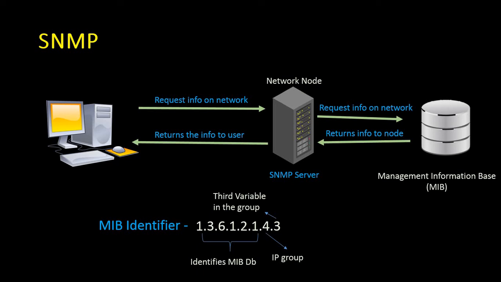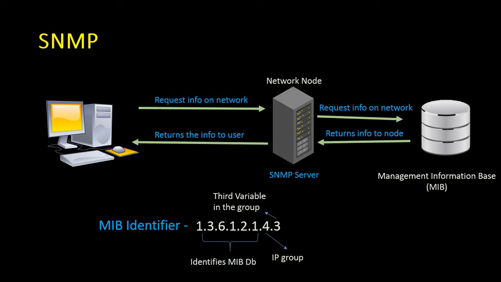It's something like a folder. We have a folder called the MIB database. Within that folder, let's say we have 4 folders. The 4th folder is about the IP group, and within the IP group folder we again have a lot of folders. The 3rd folder represents some details regarding the IP. That is how it is actually extracted. So this is the information passed from the system admin to the SNMP server, and from the SNMP server to the MIB to extract the information.